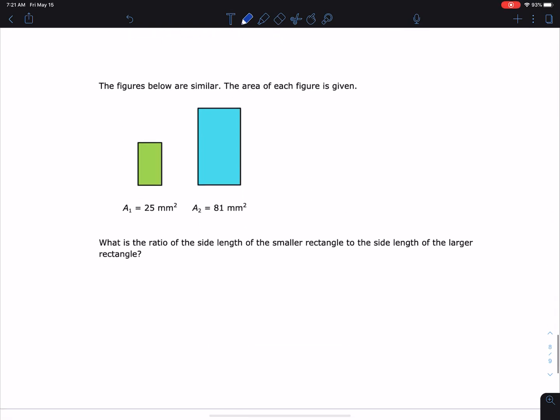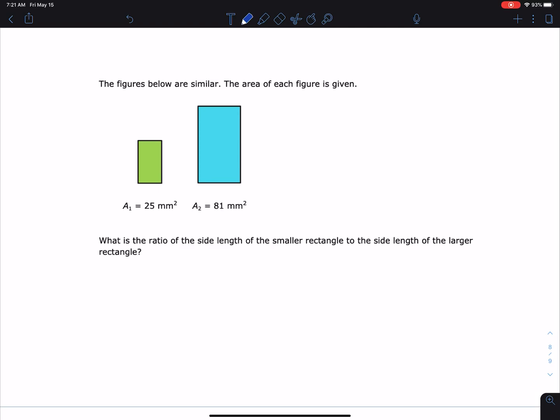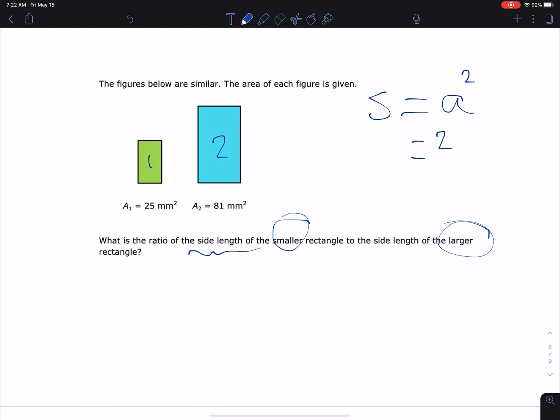All right. Here's our next one. So this one can be a little tricky because they're giving us the area of each figure and they want the ratio of side length. So we know side length compared to area is always squared. And what is the ratio of the smaller rectangle to the larger? Okay, so smaller first and then larger second. So first of all, if I were to set up my area ratio, that would be 25:81.